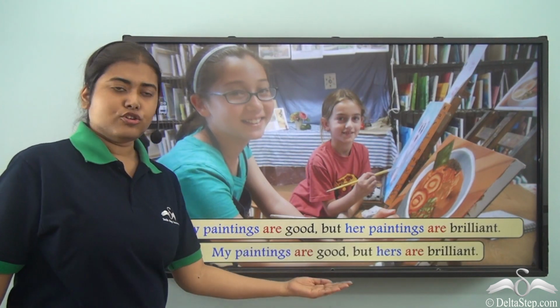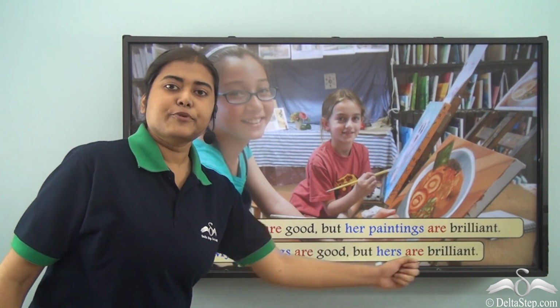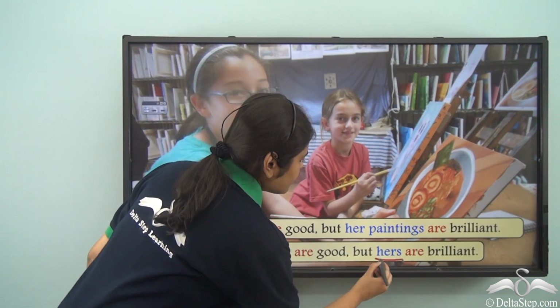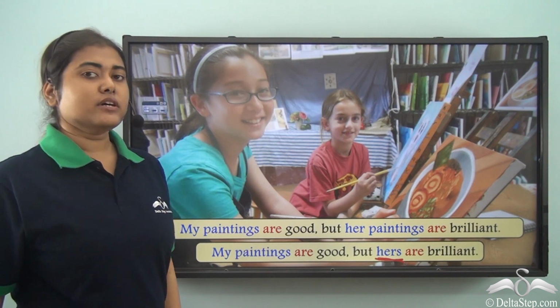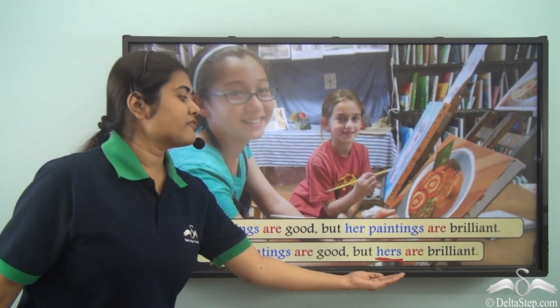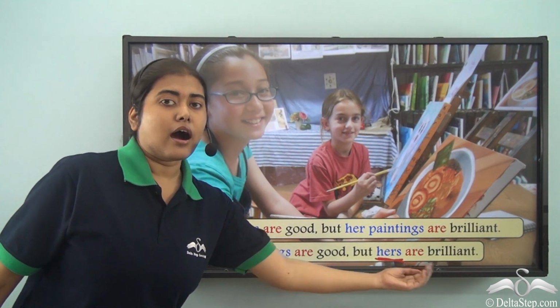My paintings are good, but hers are brilliant. Now here you see that this is the possessive pronoun hers, and here we have used a plural verb are.